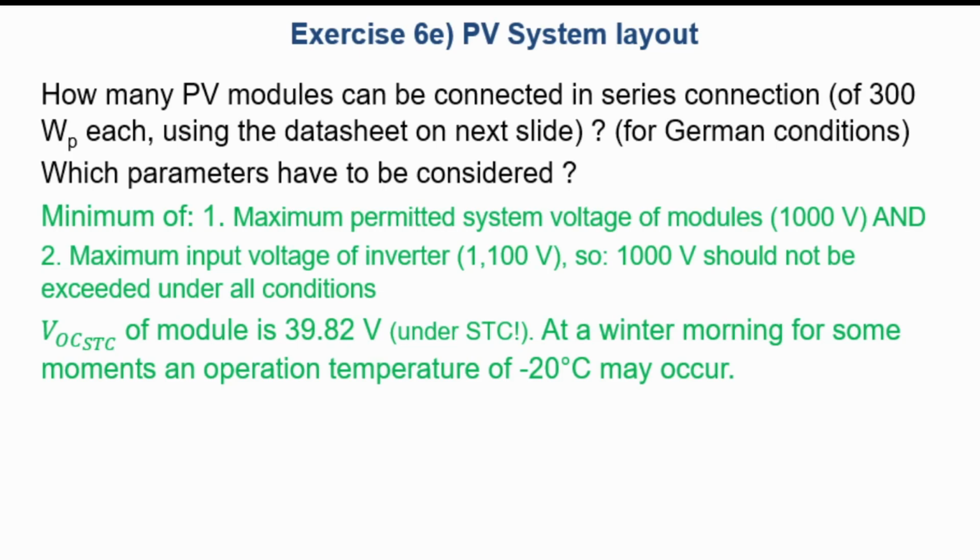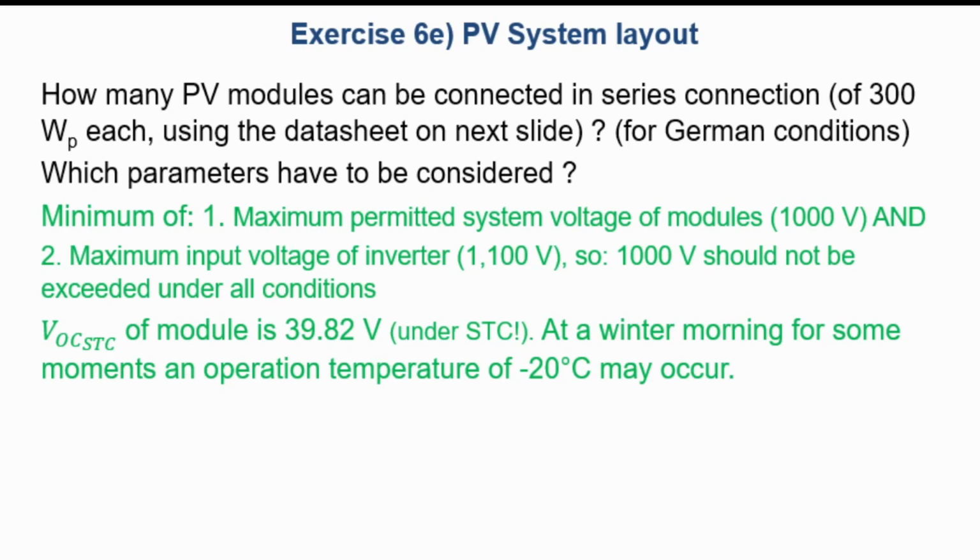If you consider the given data sheet conditions, this is under standard test conditions. Remember, standard test conditions are at 25 degrees module temperature, but it's written for German conditions. So you have to also consider winter. So the operation conditions can be lower than the standard test conditions. For example, in the morning, usually the time before sunrise is the coldest, and then temperatures of minus 20 degrees Celsius may occur.